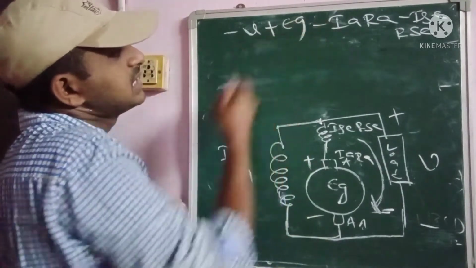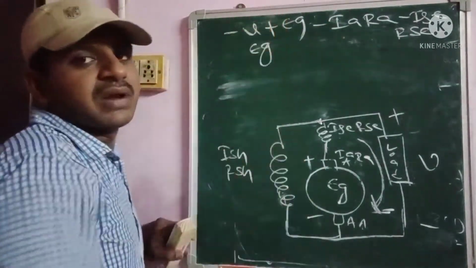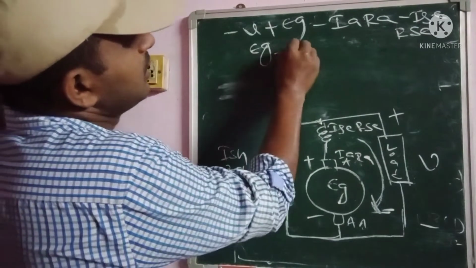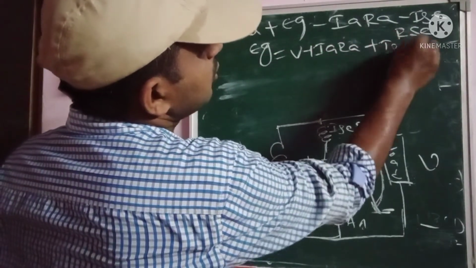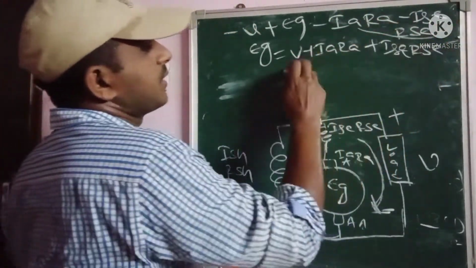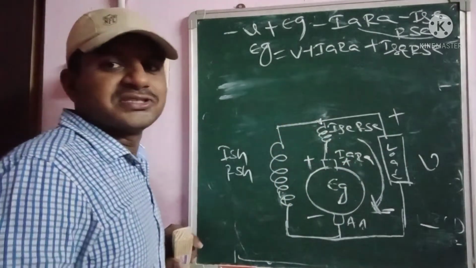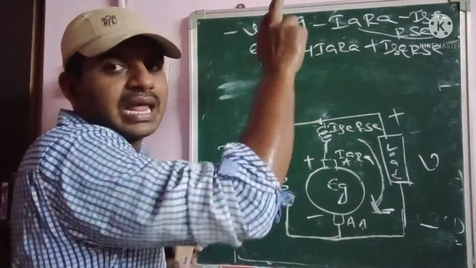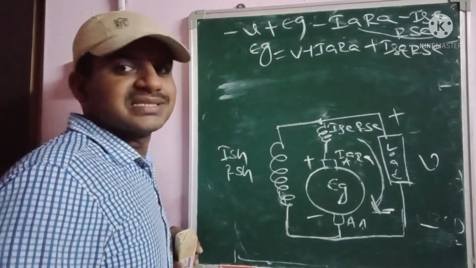From this total equation we can get the generated EMF, EG. EG is equal to V plus IA into RA plus ISC into RSC. This is the total EMF equation for the long shunt compound generator. This is similar to the DC series generator equation.